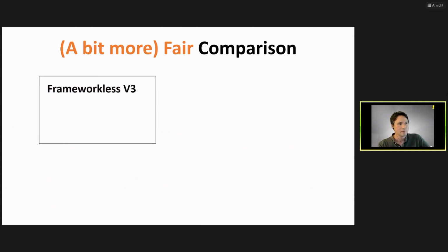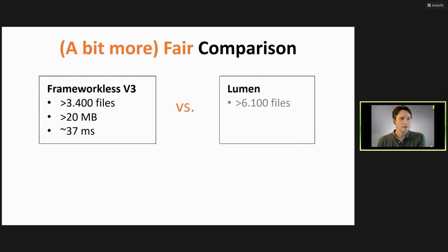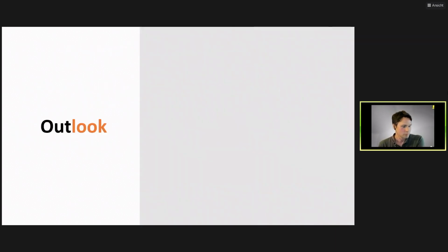The Frameworkless V3 version has now already gained a lot of files, right? The vendor folder is quite heavy. Yeah, that's how it works. We are now at 20 megabytes, and the response time was 35 or 40 milliseconds. Still, there's a difference between those two. So I don't know what you would like to add to a microservice. Let's see what else we can do.